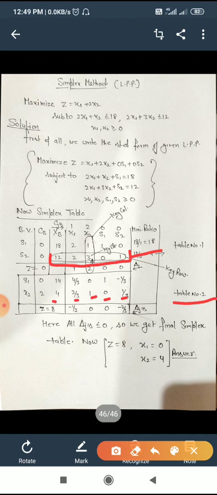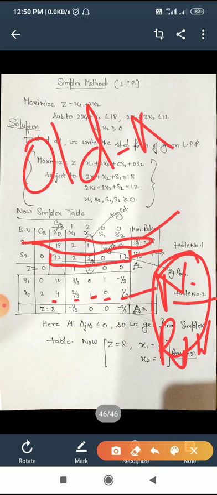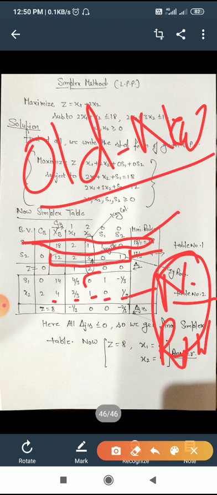In the next table, table number 2, this is the new row, and this is the old row. So in the next table, old row minus new row. With this condition, we make the opposite element in the key column 0. This element should be 0.